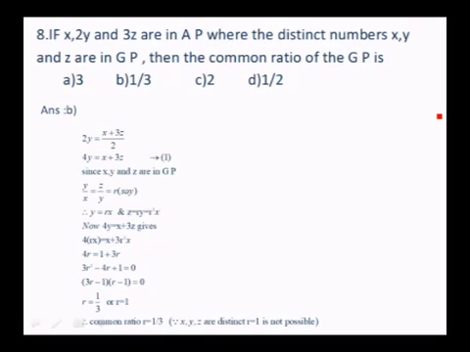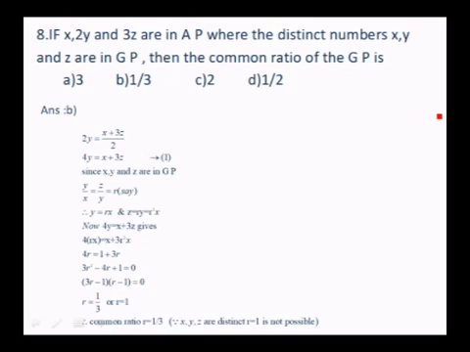Since x, y and z are in GP, you can write y by x is equal to z by y. Let us take this as R, say. Then if you cross multiply, y is equal to R into x and z is equal to R into y, so z is equal to r square x.